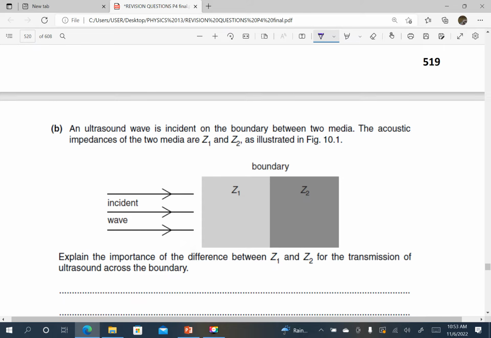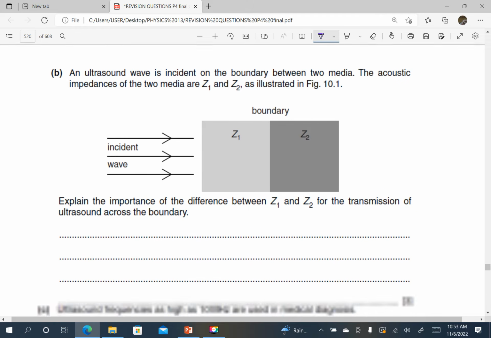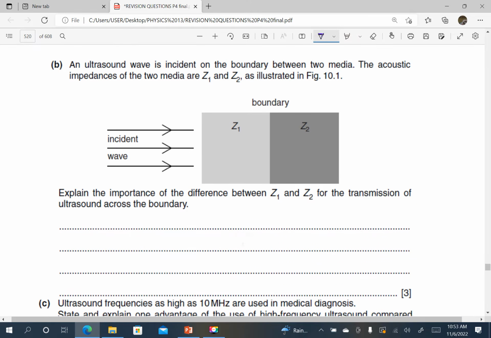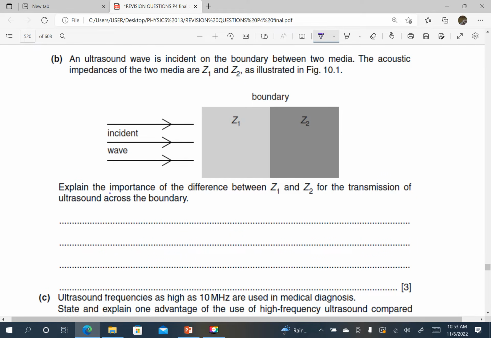An ultrasound wave is incident on the boundary between two media. The acoustic impedances of the two media are Z1 and Z2 as shown here. Explain the importance of the difference between Z1 and Z2. In other words, what is the importance of Z2 minus Z1 or Z1 minus Z2? Of course, we know that the intensity reflection coefficient alpha depends on that difference.